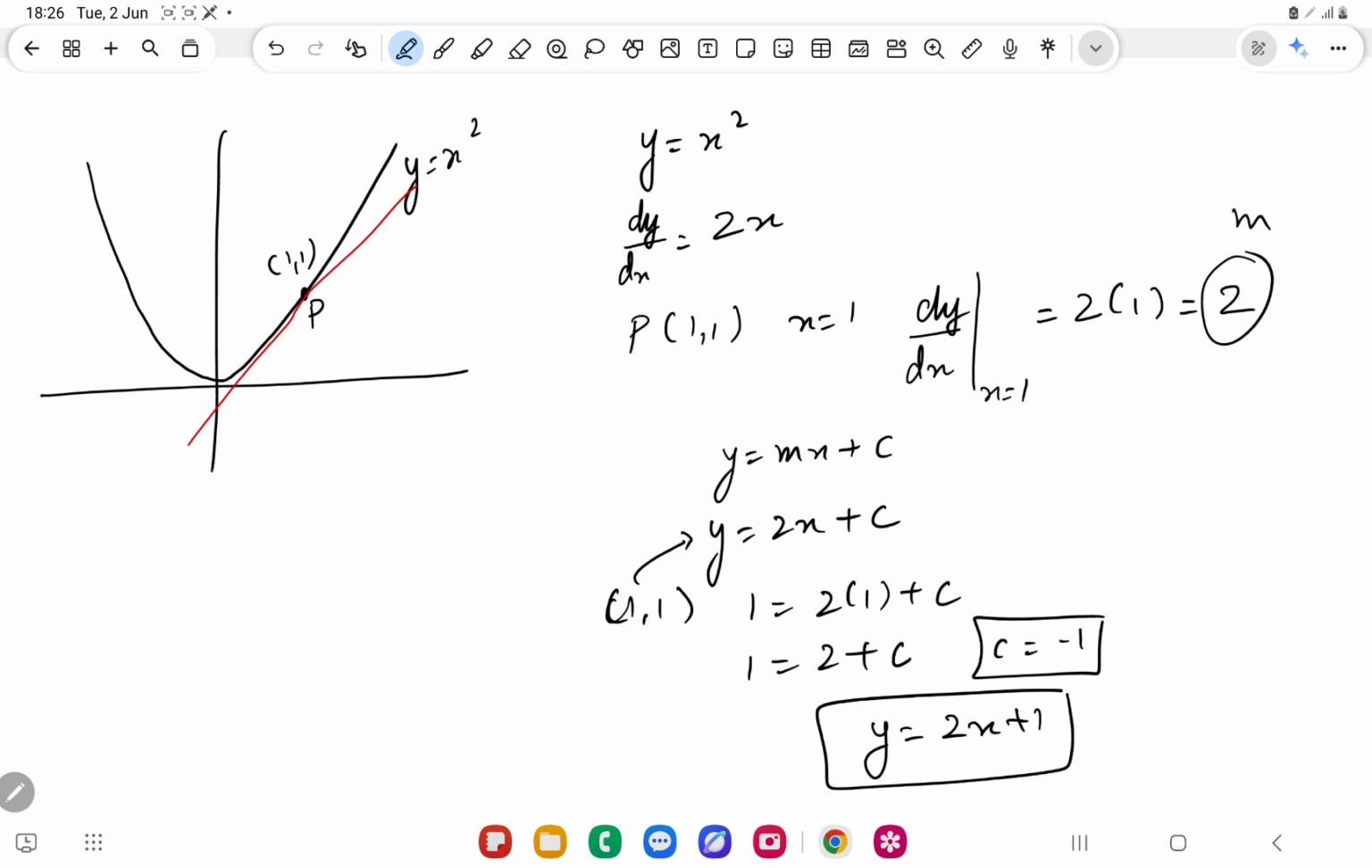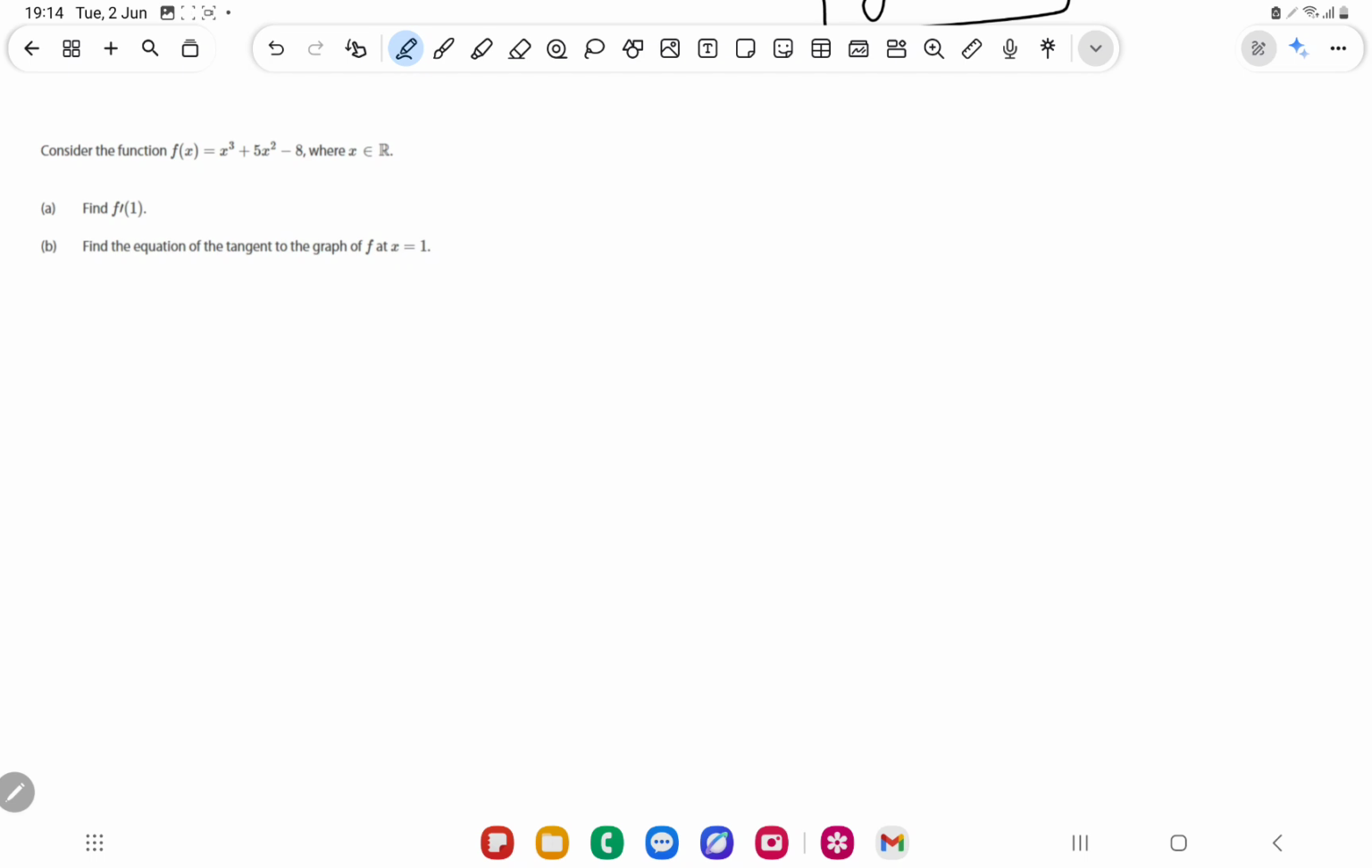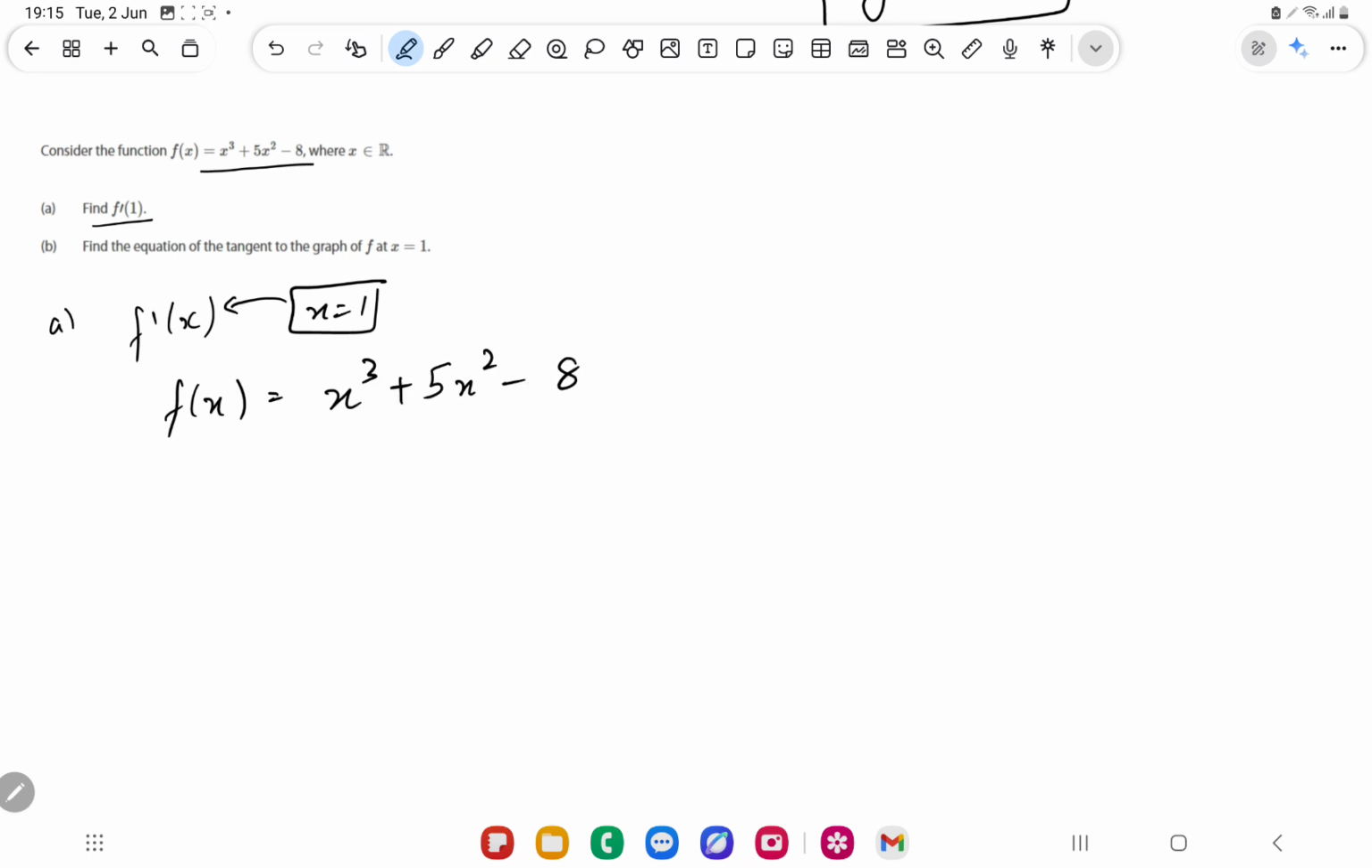These types of questions come in the exam, so you should practice these types of questions. Now let's take an example. We have a function x cube plus 5x square minus 8. We have to first find f dash 1. So first we have to find f dash x, and then whatever is the answer, we will put x is equals to 1 into the answer. So let me first write what is f x. So f x is x cube plus 5x square minus 8.